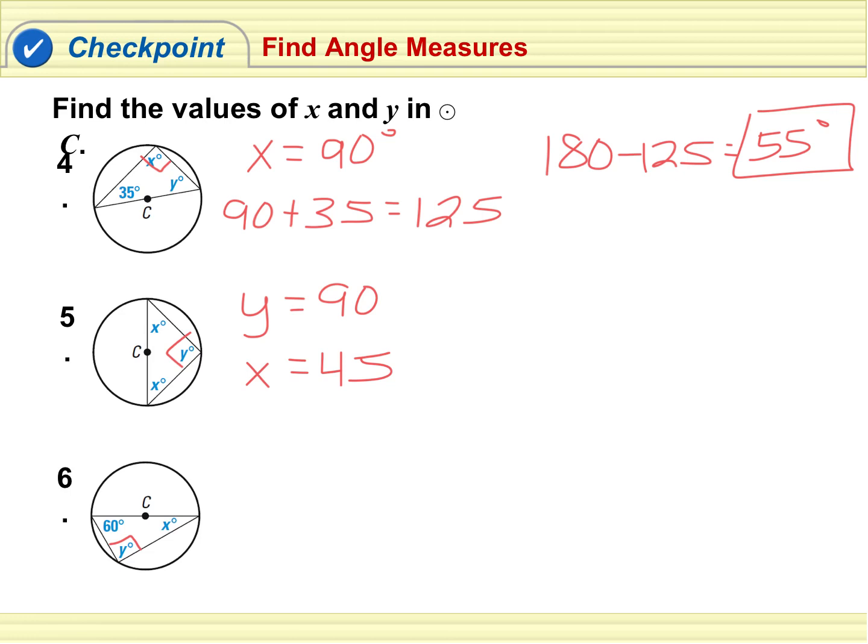What about number 6? We said Y was 90. What's the other angle? 60, so the other one is 30. Remember 30, 60, 90? We'll talk about that today.